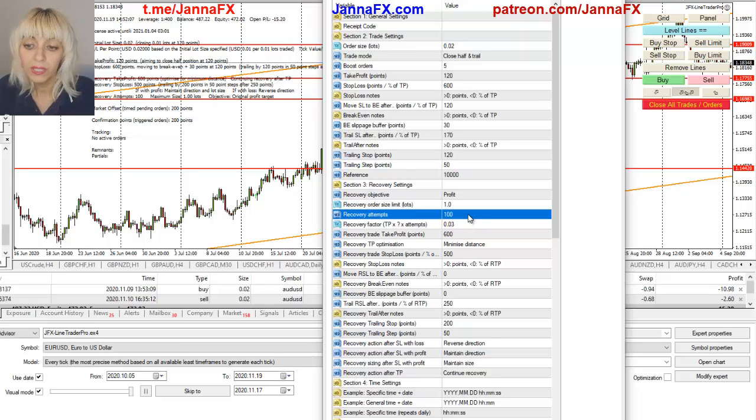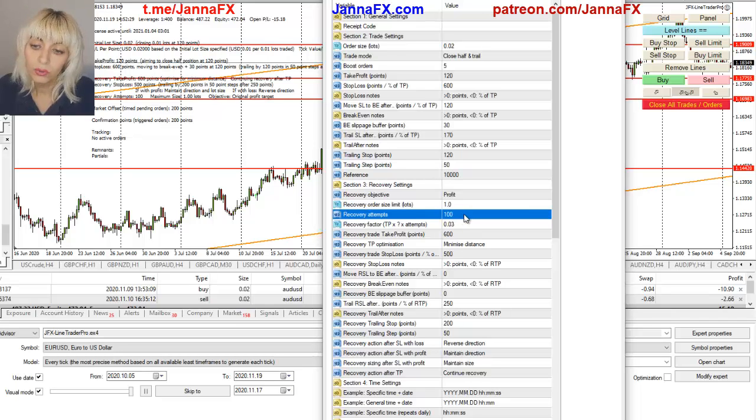So except here we're averaging and banking a little bit of profit, so that's why the lot size doesn't increase as much. But if you don't have the opportunity to bank a little bit of profits, then lot size can just continue growing. So recovery attempts, you see I have here 100, because every time you will be banking the profits of the recovery, you need more and more attempts.